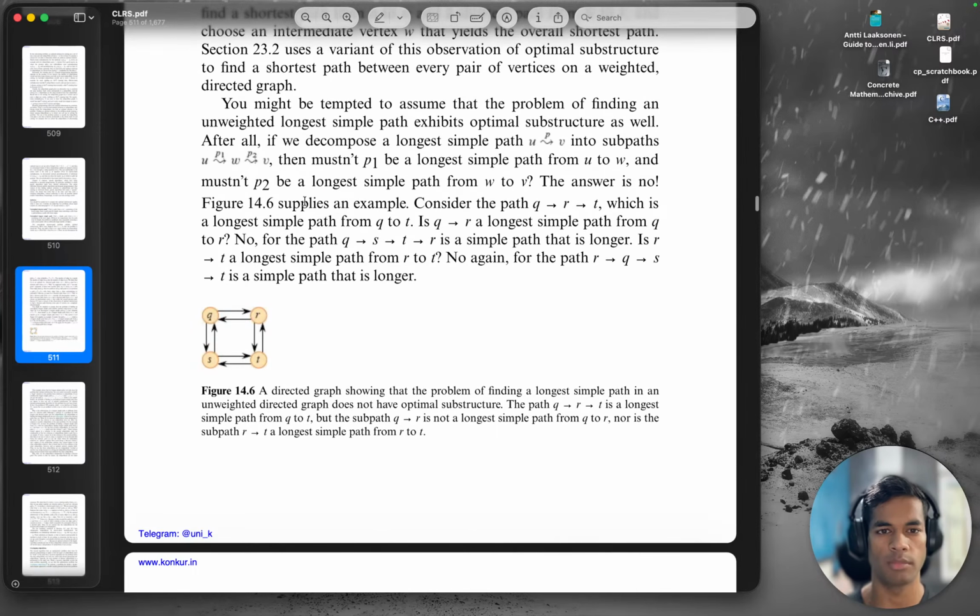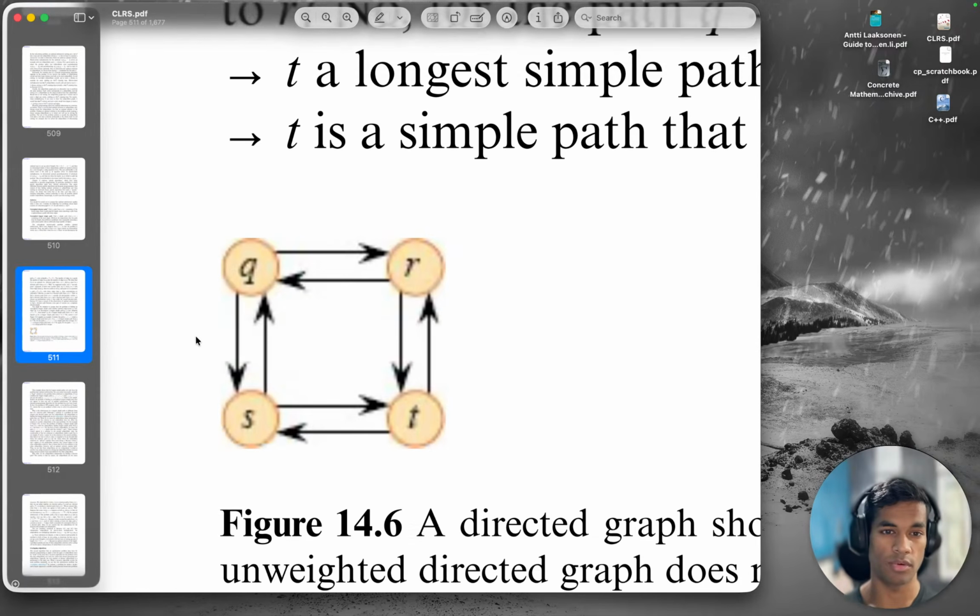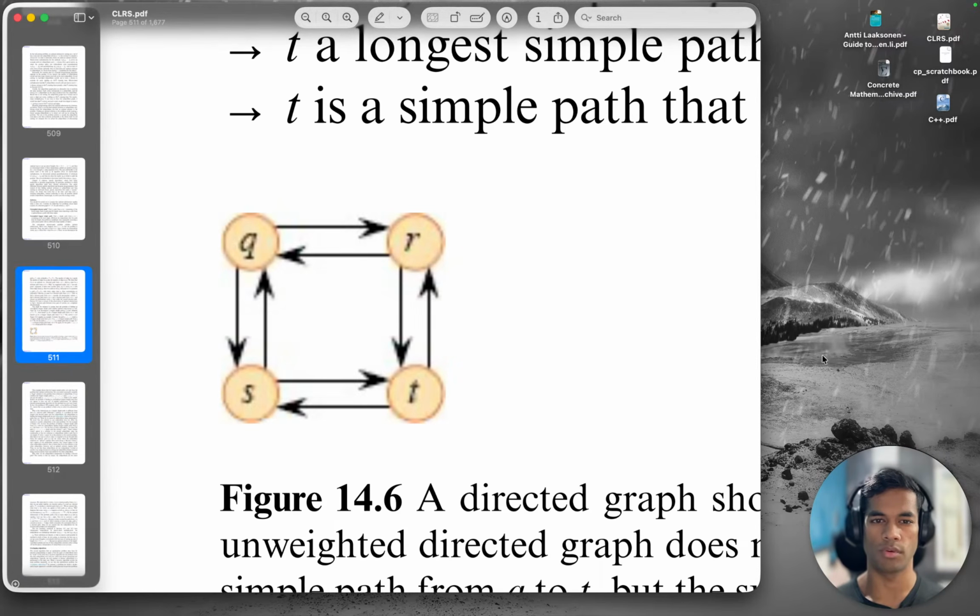Consider the path Q to R to T, which is a longest simple path from Q to T. Makes sense. So yes, that is so true.